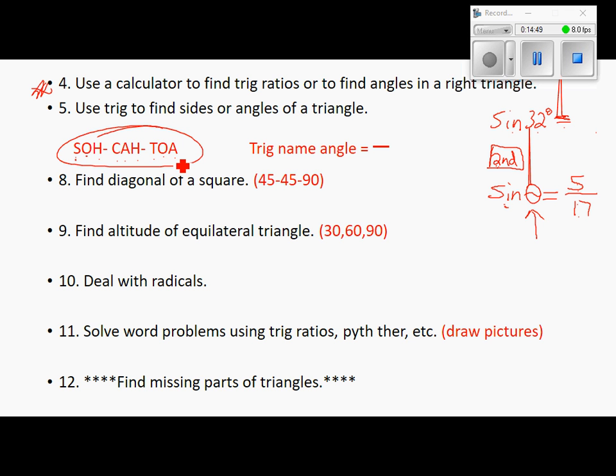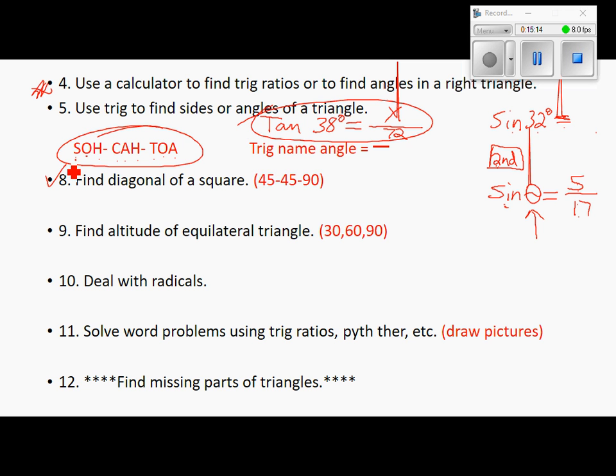When you go to set up your equation, it's always going to be your trig name, so tangent maybe, then your angle, 38 degrees, then equals, and then your fraction. Something like x over 72 or whatever it comes out to be. You set up that equation, then you have to be able to solve those.